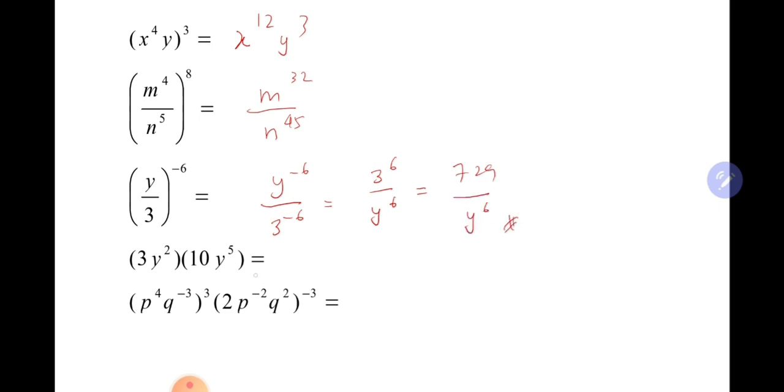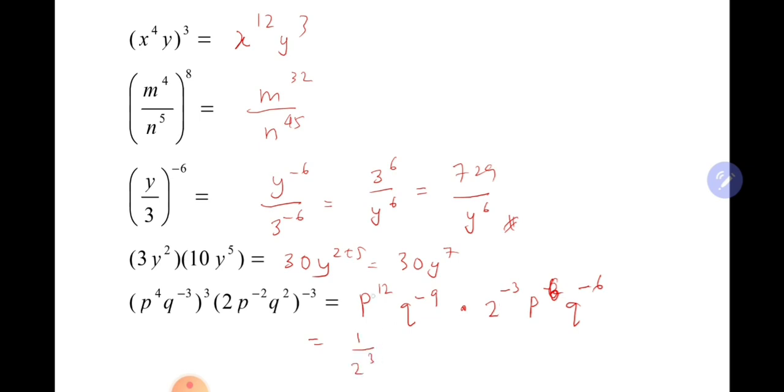and here 3 power 6 is 729 over y power 6. Okay, next one we have this expression. We can simplify this as 3 times 10, you get 30. The y would be 2 plus 5, so you get 30 y power 7. And for the last example, we need to multiply first. You get p power 12 q power negative 9 times 2 power negative 2, and q power negative 6. Then we simplify p and q. Here we get 1 over 2 power 3. For p, 12 minus 6 will be 6.